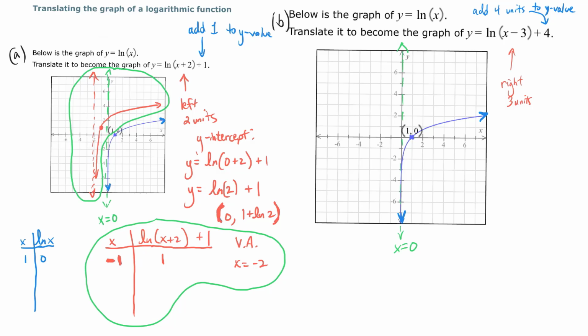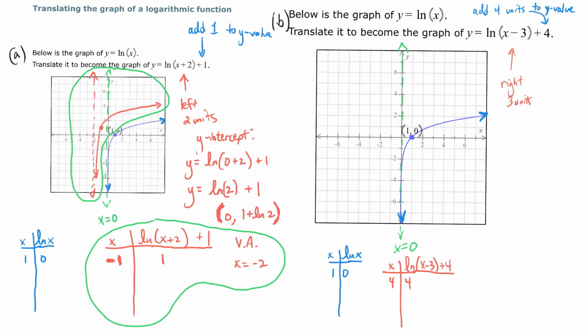What happens to that ordered pair? What happens to the basic ordered pair of 1, 0? Let's see. We got to go right 3 units. So x is now 4. And then we got to go up 4 units. So it's 4, 4. And what is our output? Our output is the natural log of x minus 3 plus 4.